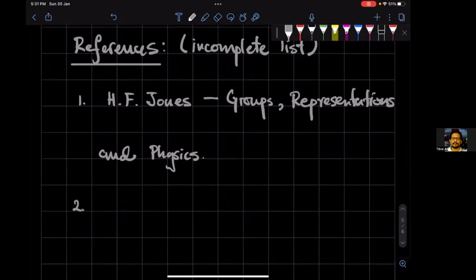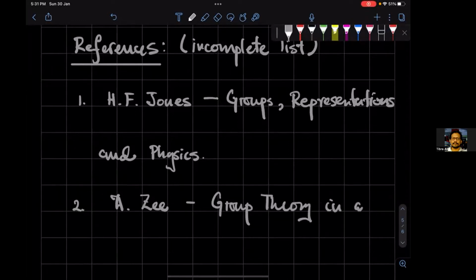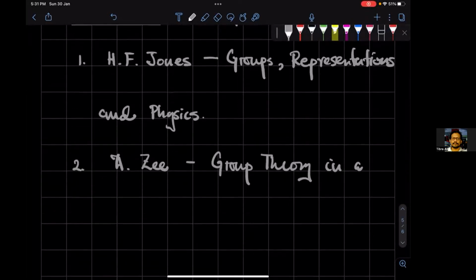Number 2, Anthony Zee's book. It's called Group Theory in a Nutshell for physicists.